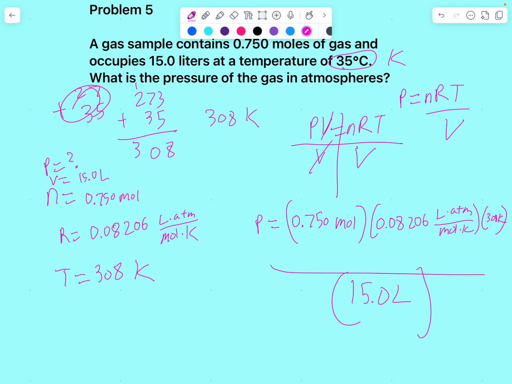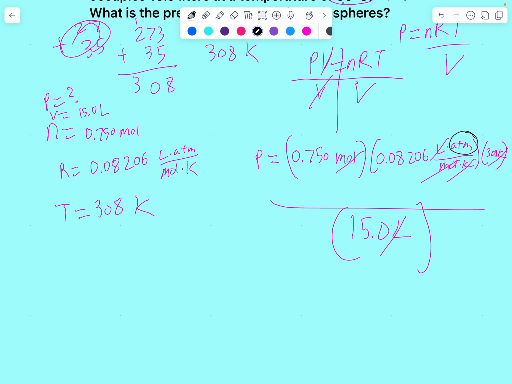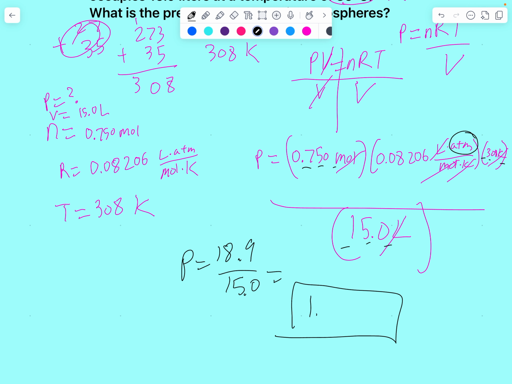So, liters cancel out with liters. Moles cancel out with moles. Kelvin cancels out with Kelvin. But look at that, this atm did not cancel out, which is what we want for pressure, right? So I multiply my numerator, all of them together, and I got 18.9 divided by 15.0. 3 sig figs, so the answer has to be 3 sig figs. So 1.26 atm.